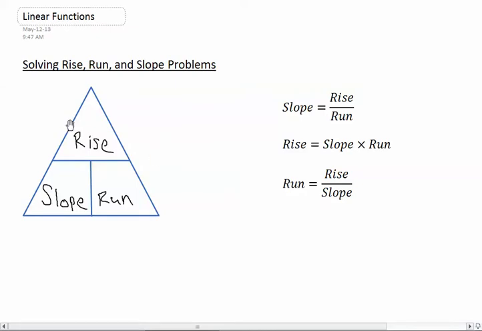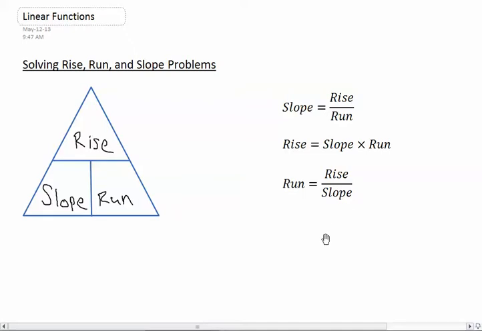Now how many people recognize these kind of formula triangles from science? Awesome. So this is given to you in the form of like F equals ma, or the distance, speed, and time equations. How many people are familiar with how this triangle works? Okay, let me do a little bit of a review. So the idea is that from this triangle we can derive the three equations here. So slope is rise over run, rise is slope times run, and run is equal to rise divided by slope.